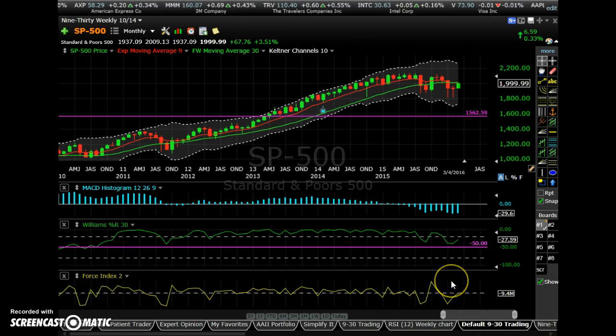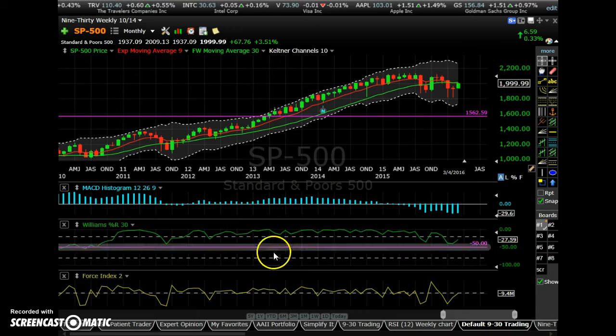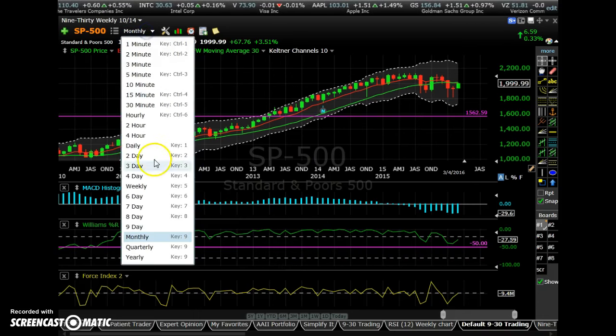I've put on Alex Elder's Force Index here. It is not as useful on the monthly chart as it is on the lower time frame. So we look at a weekly chart and take a look at that right now.